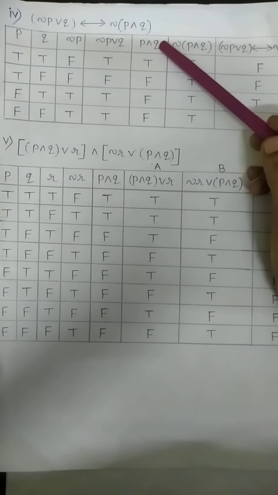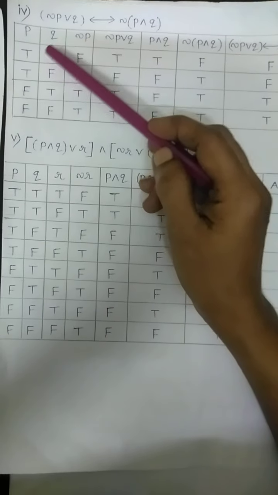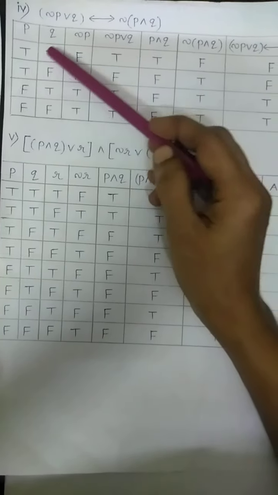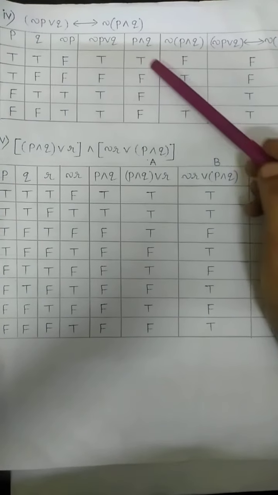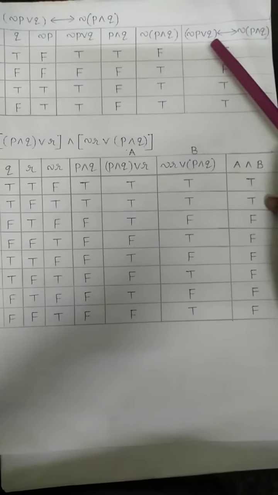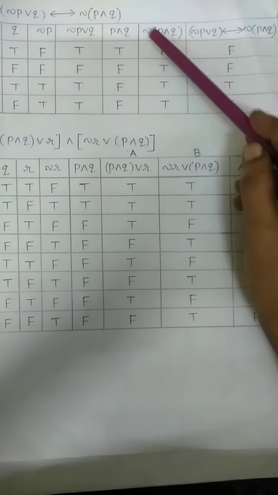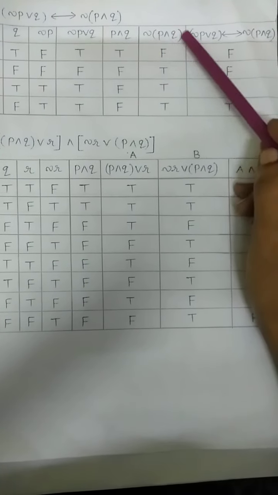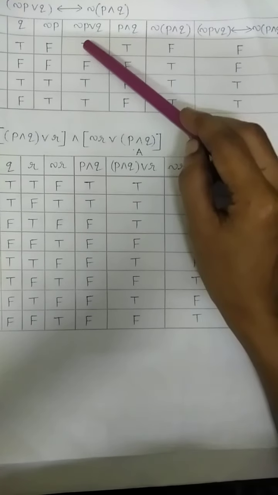Now P and Q: check these two columns. If any one is false, then the answer is false, otherwise the answer is true. Then the negation of this column, so T will become F and F will become T. Now the double implication of these two columns, meaning negation of P or Q, then negation of P and Q. These two columns we are going to consider for the double implication.